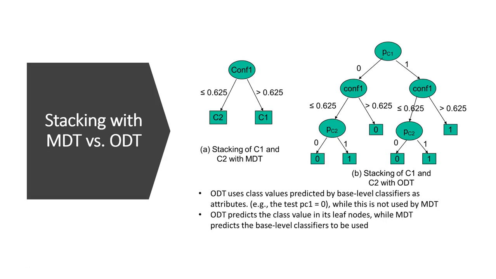So we have optimal decision trees versus meta decision trees. Here we can see that optimal decision trees use class values predicted by the base level classifiers as attributes. And our meta decision trees don't do that. And then our optimal decision trees will predict the class value in their leaf nodes, while we don't see that in our meta decision trees.